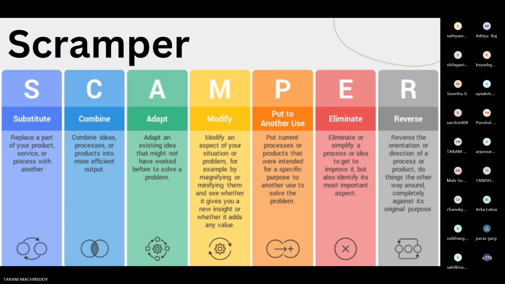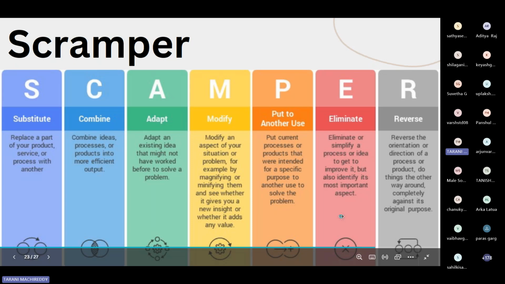So put to another use, as the name itself says, how can we use our bottle in another way? Not only for drinking water, can we use our bottle for any other thing? Like we have thermoflask, so we can use it for both hot water and cold water, or sometimes a hot beverage carrier, etc. How can we put our bottle to another use? How does our bottle serve multiple purposes for stakeholders? That we have to think about in the P of put to another use.